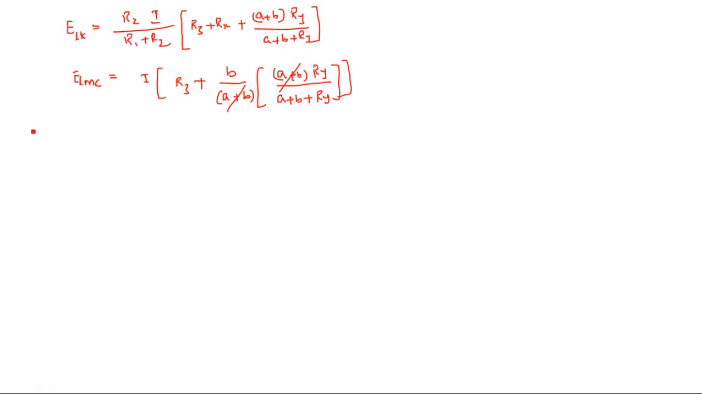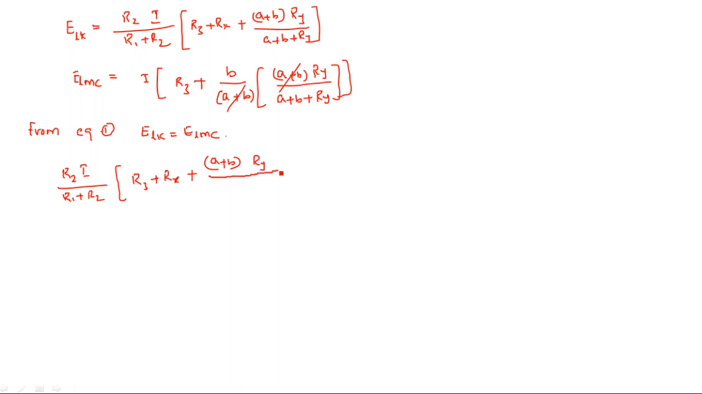From equation 1, these two are equal. So how we can write ELK is equal to ELMC. So equate above two equations, R2 I by R1 plus R2 into R3 plus Rx plus A plus B into Ry. In bridges, everything is analysis part. Everything is analytical part. You have to do some mathematical equations. Without doing mathematical equations, you cannot get the solution. In any bridge, all the bridges are having numerical parts. Okay. So B into A plus B gets cancelled. B into Ry by A plus B plus Ry.